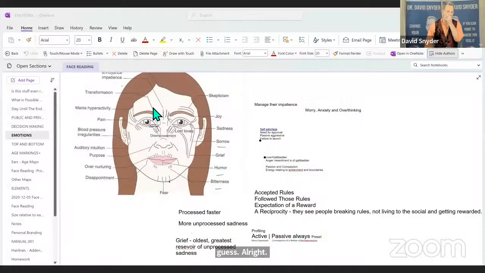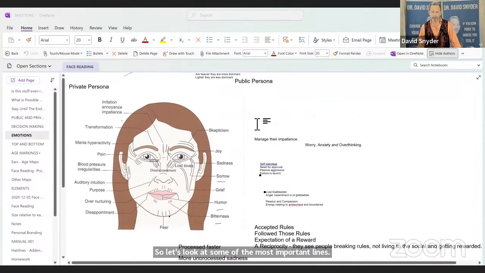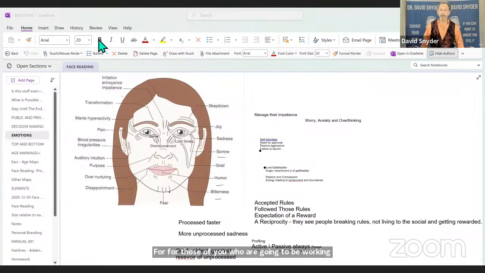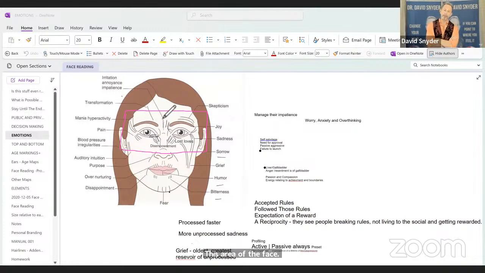So let's look at some of the most important lines for those of you who are going to be working with humans. I want to talk about the markings specifically in this area of the face. And in part 3 of the webinar, with your permission, I'd like to drill down even more on these, but I want you to focus on everything above the mask. If you think about our COVID days.